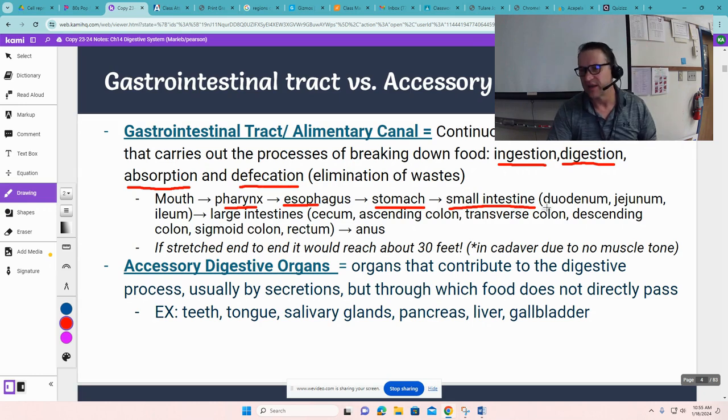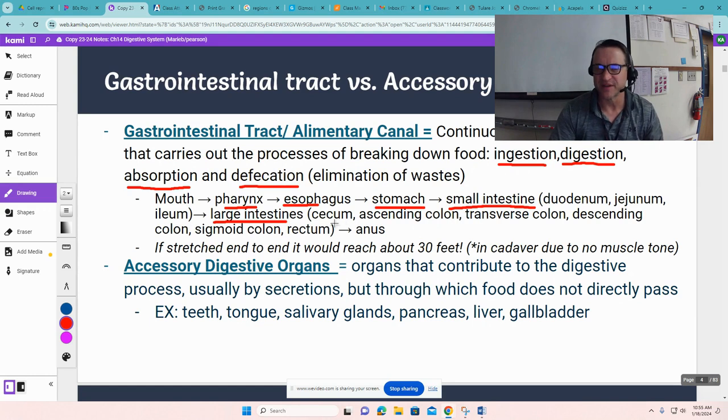We'll go over it. And remember the three parts of the small intestine: the duodenum, the jejunum, and the ileum. Duodenum is the smallest. Jejunum is where most absorption occurs. Ileum is the longest. And then we go into the large intestines. Remember, that goes around the small intestines.